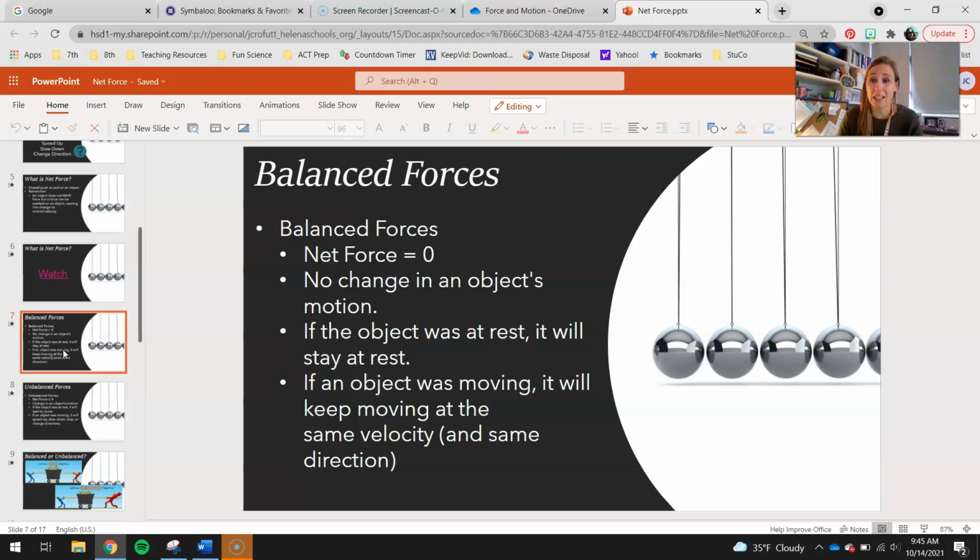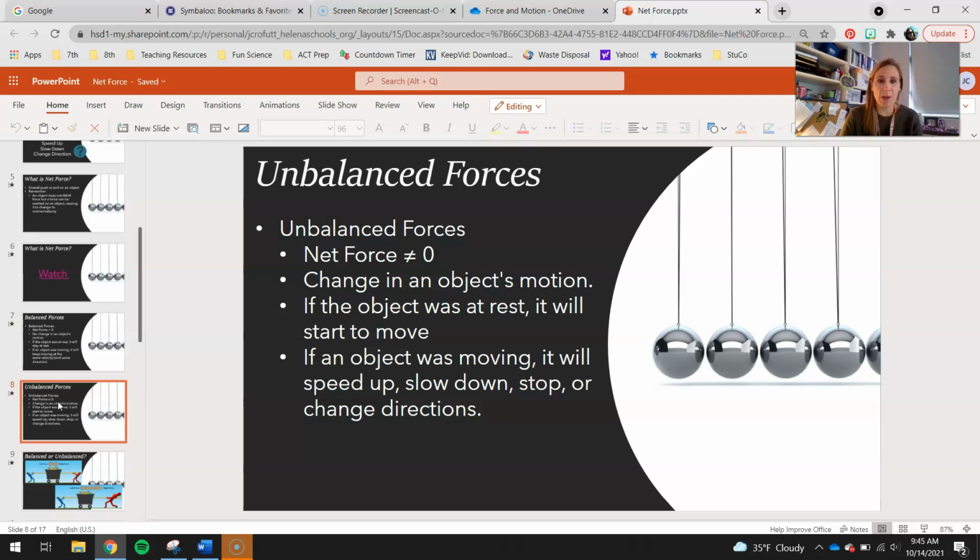So if we are looking at a balanced force, we're going to be calculating a net force of 0 newtons. That means we're not going to see any change in the object's motion. If the object was at rest, that object is going to stay at rest. If an object is moving along at a constant speed or constant velocity in a certain direction, again, that balanced force is not going to change that object's velocity or motion, so that object is going to stay moving at the same velocity and in the same direction.